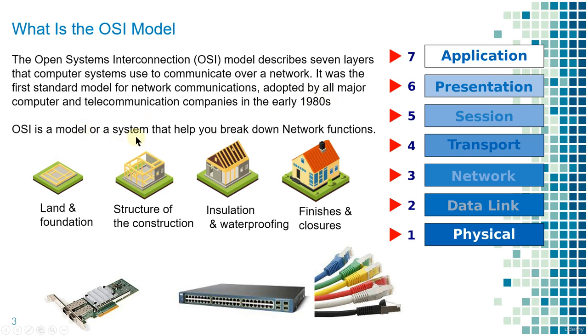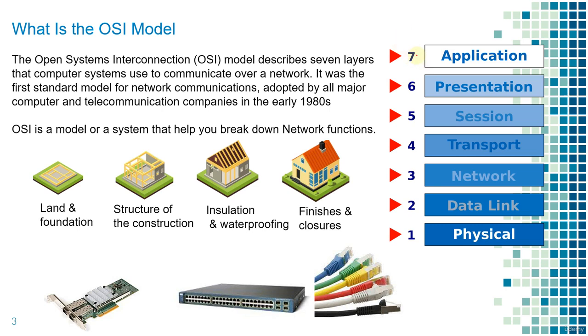OSI is a model or system that helps you break down network functions. So as you can see over here on your right side, the seventh layer of the OSI model is the application layer. Either you can start with a bottom-up approach or a top-down approach. Whatever is feasible for you, you can do it.